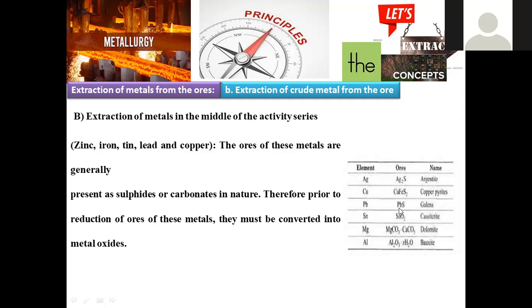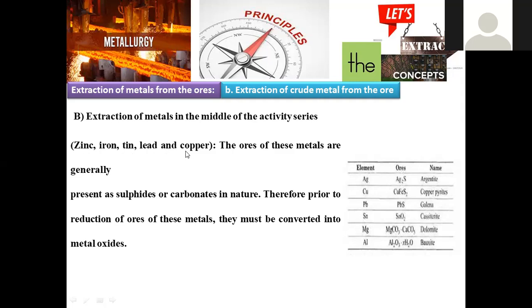And next is about galena. Lead sulfide is called galena, from which we can extract an economical quantity of lead. Cassiterite is nothing but tin oxide, from which tin can be extracted. Dolomite is a carbonate, magnesium and calcium carbonate will be there, and from it magnesium can be extracted. Bauxite is Al2O3 in hydrated form, from which aluminum can be extracted. So these are the kind of ores and their corresponding names from which the metal can be extracted. That tabular form is given.